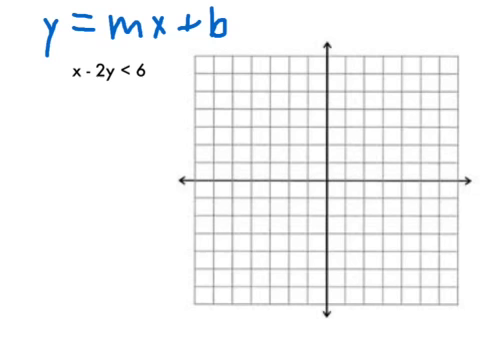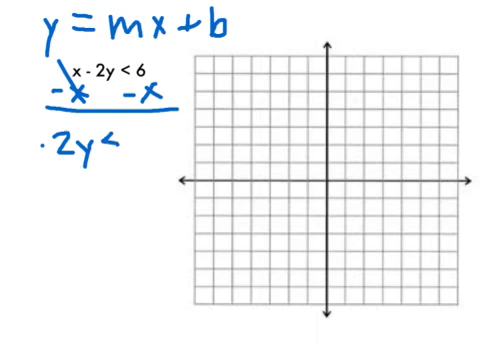So in order to do that, we're going to start off by subtracting the x value on both sides of the inequality. Let's pretend that's an equal sign for now. Once we do that, these x's go away and we end up with negative 2y is less than, I'm going to write my x value first because that's how it is in our formula up there, negative x plus 6.